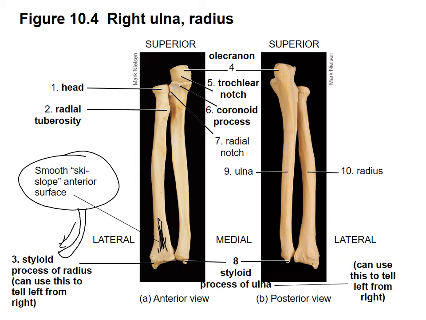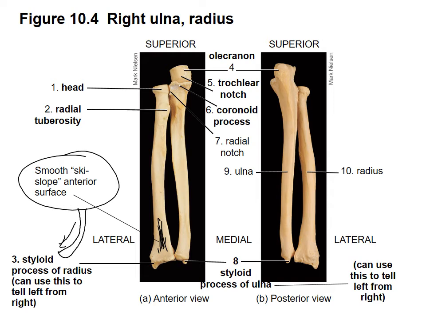The styloid process of the radius is always on the lateral side, so that helps you know that with the ski slope in front and the styloid process on the right, it's a right radius, and a right ulna. And the styloid process of the ulna, you can use that as well. Just put that medially, with the trochlear notch pointing forward, pointing anteriorly, and you're in business.